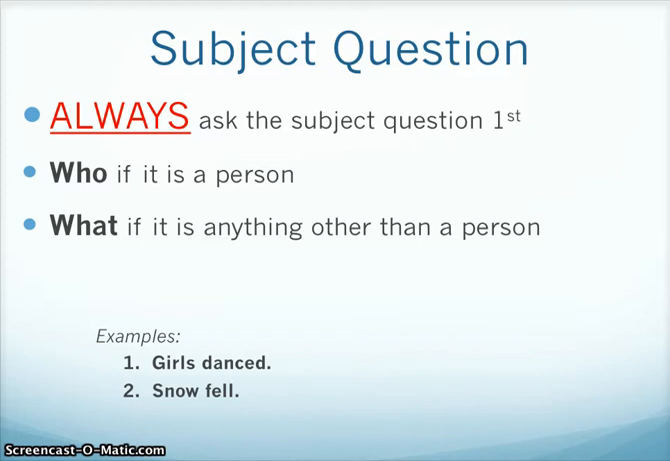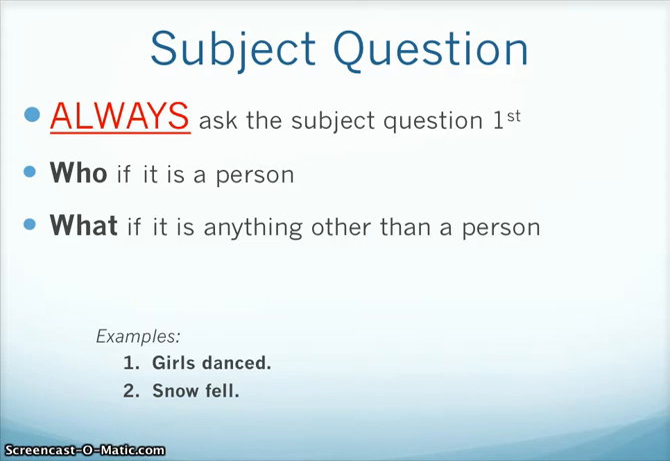And so some examples would be, in sentence number 1, again, we would read the sentence out loud, girls danced, and we would ask the subject question, which in this sentence would be, who danced? And the answer, of course, would be girls. So we have just identified our subject in that sentence. Sentence number 2, snow fell, we would ask the subject question, what fell? And the answer to that question, of course, would be snow. And we identified the subject in that question as well.